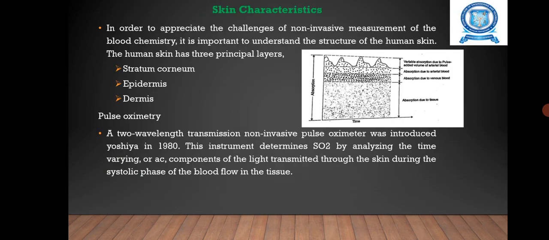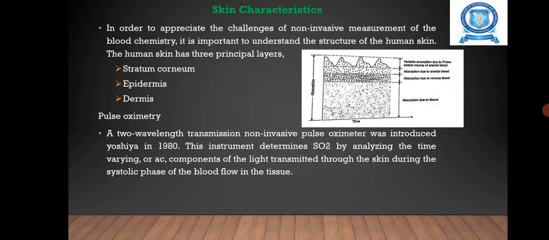The next one we are going to see is the skin characteristics. In order to appreciate the challenges of non-invasive measurement of blood chemistry, it is important to understand the structure of human skin. Here are some principal layers: stratum corneum, epidermis and dermis. It typically varies in thickness from 0.2 to 2 mm depending on the position on the body. It also contains proteins, lipids and the melanin-forming cells that give skin its color. The average thickness of the epidermis is 0.1 to 0.2 mm.